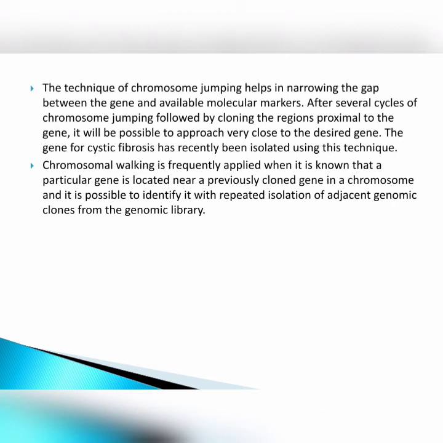Chromosome walking is frequently applied when we already know that a particular gene is located near a previously cloned gene in a chromosome, and it is then possible to identify it with repeated isolation of adjacent genomic clones from the genomic library.